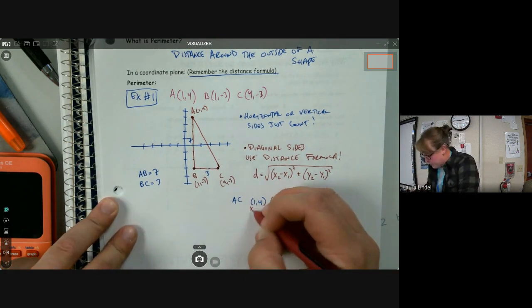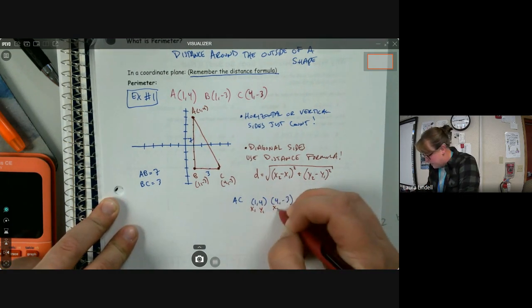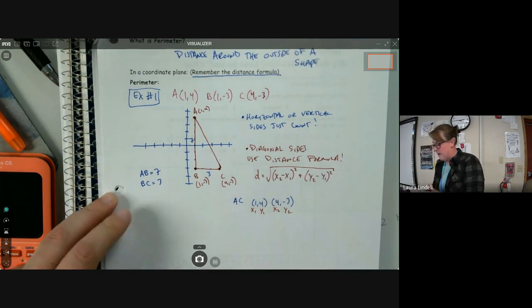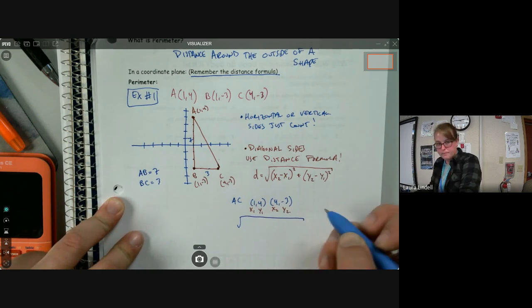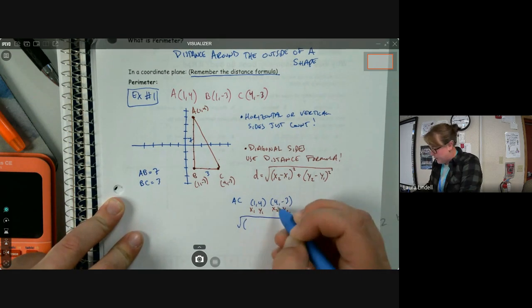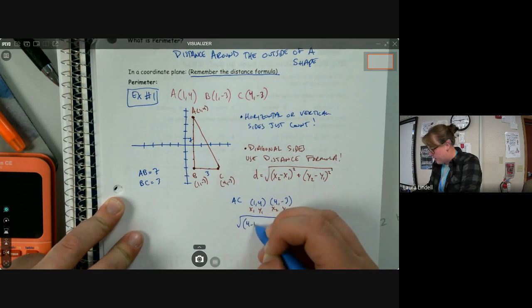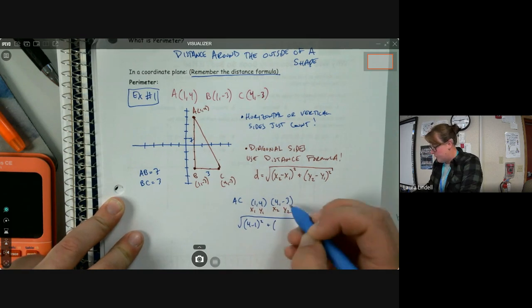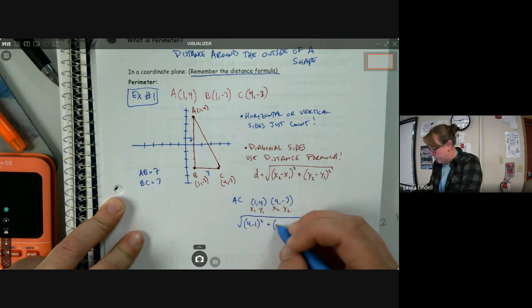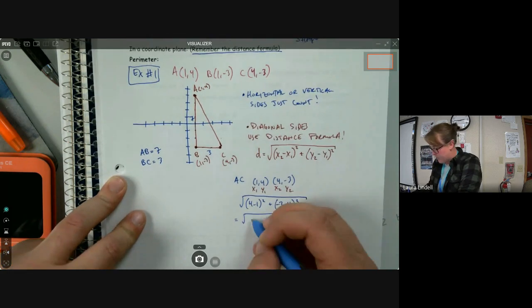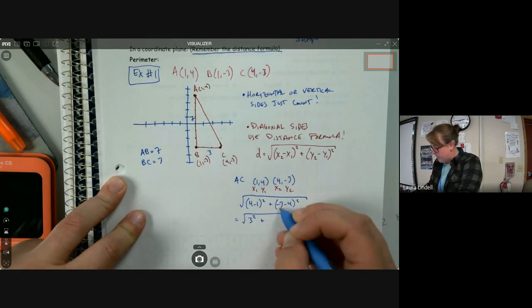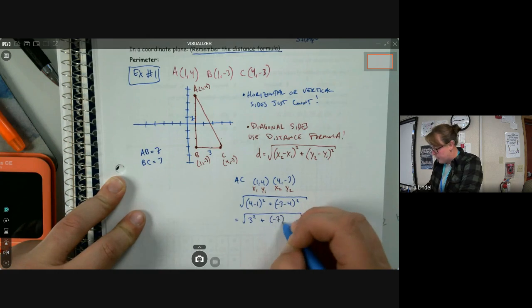We've got x1, y1, x2, y2. Now we're going to put them into our big square root with the formula. x2 minus x1 would be 4 minus 1. y2 minus y1 is going to be -3 minus 4. 4 minus 1 is our next thing that we want to do. 4 minus 1 is 3. -3 minus 4 is -7.